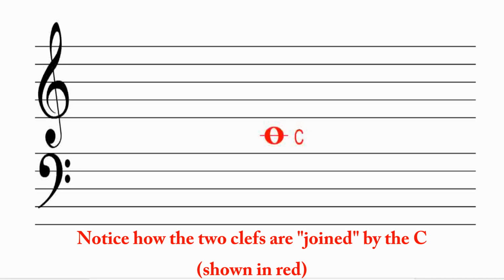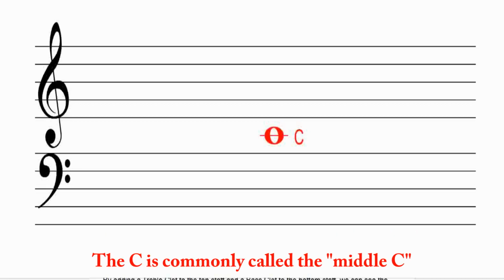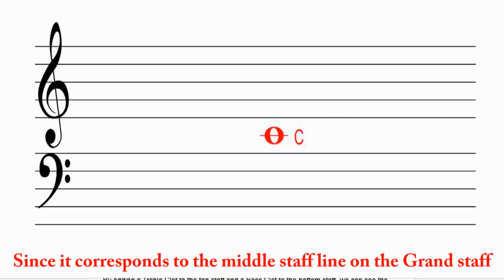Notice how the 2 clefs are joined by the C. The C is commonly called the middle C, since it corresponds to the middle staff line on the grand staff.